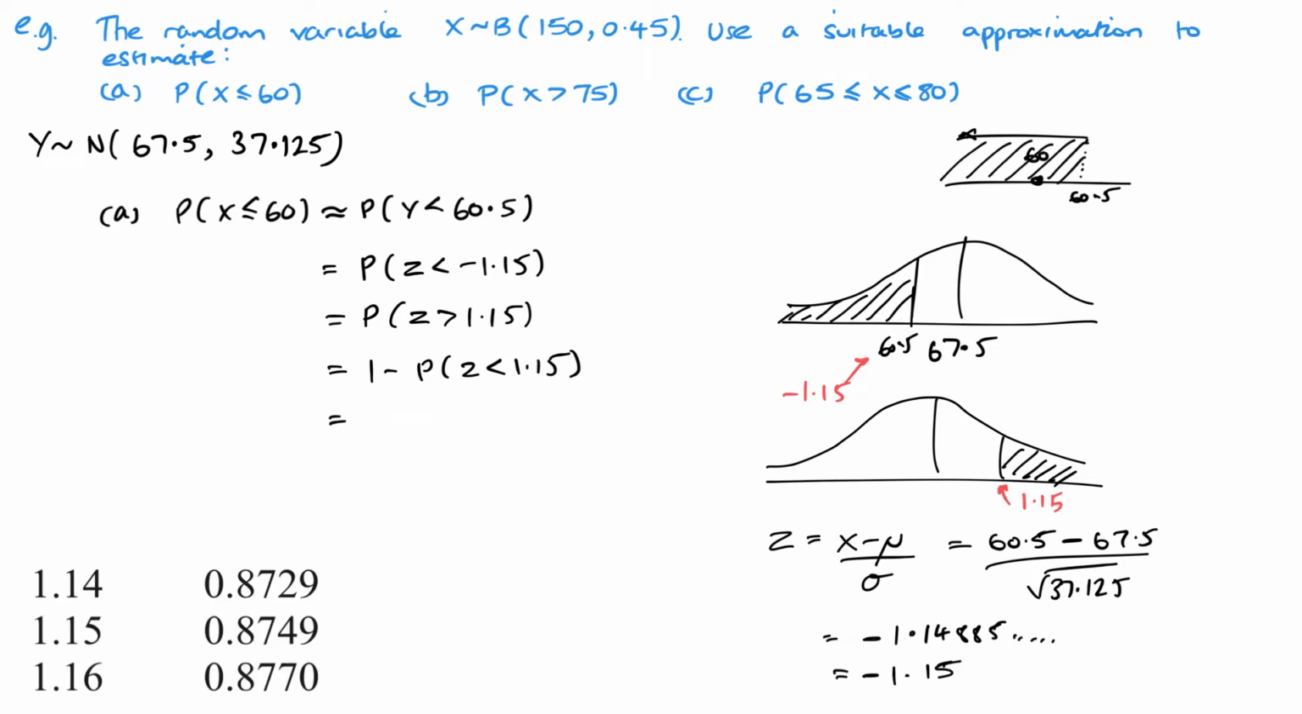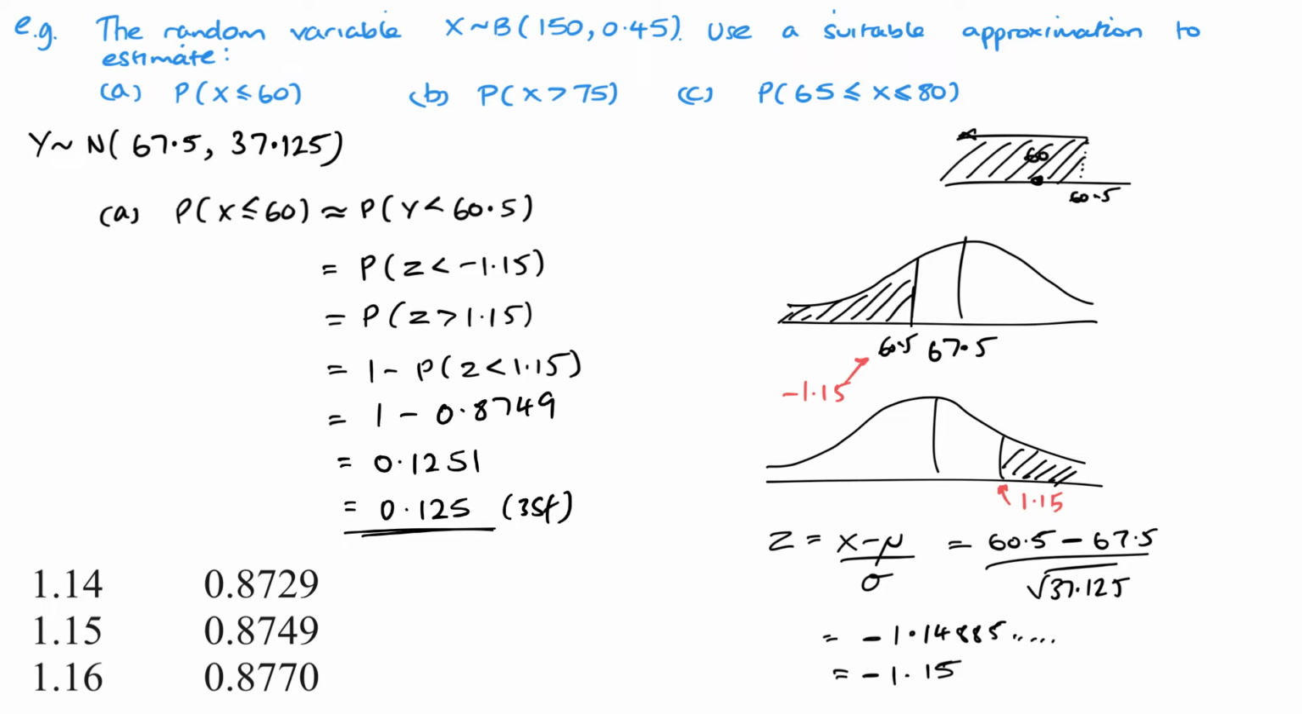Now I've just cut out the values out of the S1 tables here. So we've got 1 minus 0.8749, and that's going to give me 0.1251, which I'll do to 3 significant figures, especially since it's an approximation.